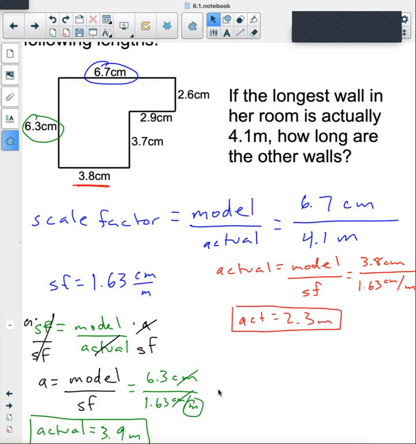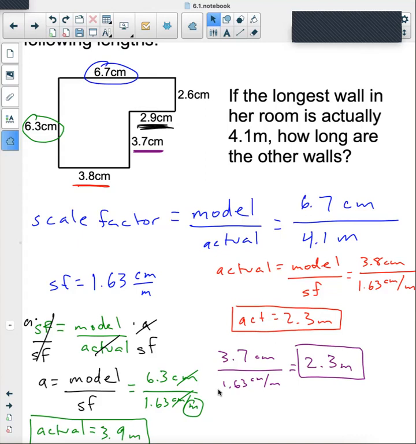And we'll just keep going around one side at a time. We'll do that 3.7 centimeter side. Again, we're just going to use that same formula. So 3.7 centimeters divided by 1.63 centimeters per meter. That gives me a side of 2.3 meters as well. We got two more to go, but you get the point. So please try those on your own, and I will give you the answers for those last two.